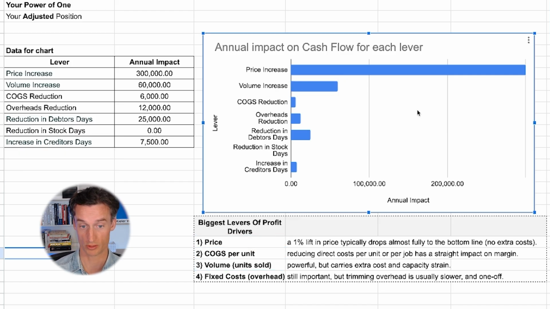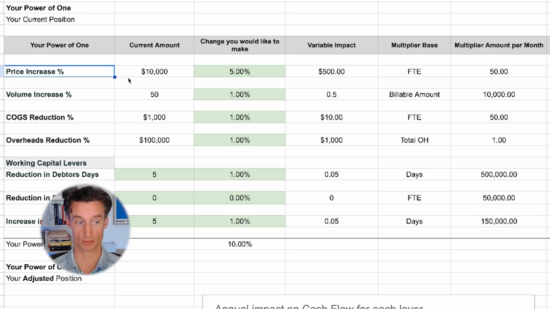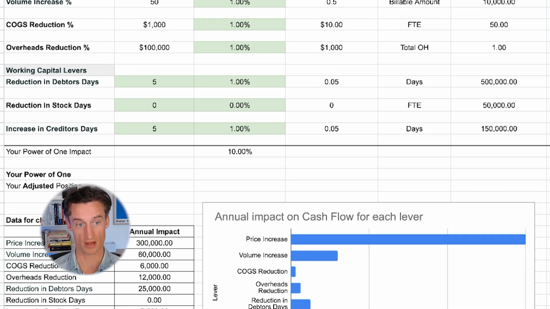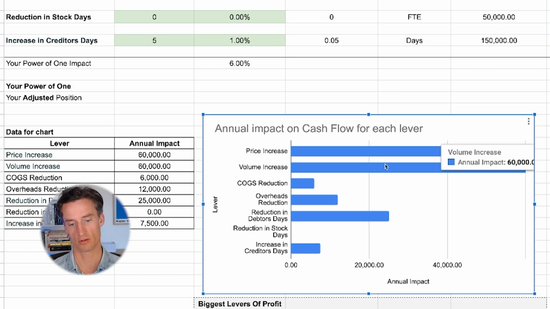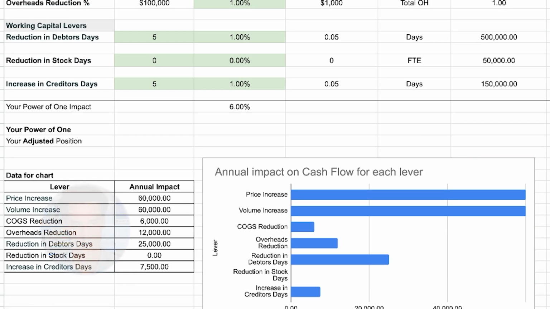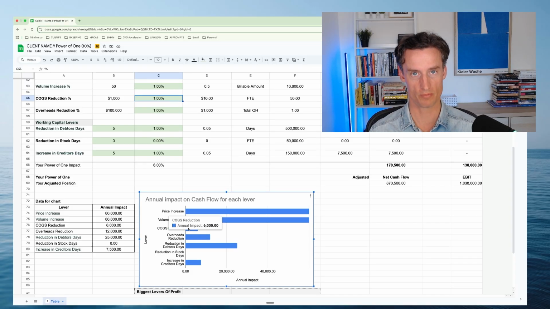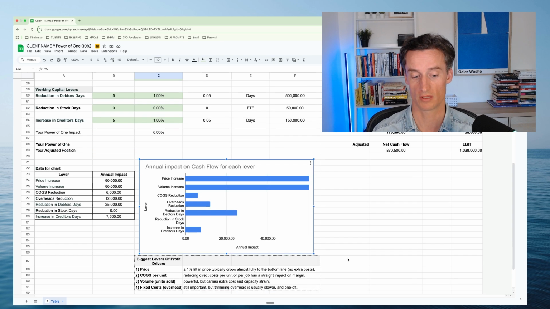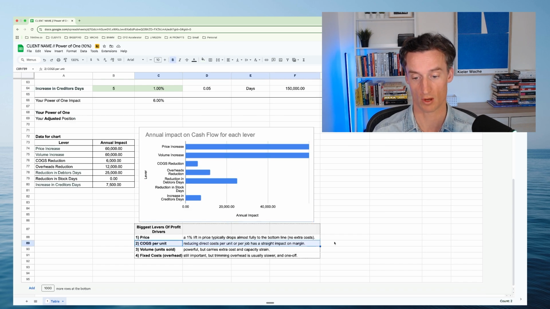And hopefully this puts into perspective just how powerful the price increase is, because that is by far the biggest lever you have. Then obviously volume is super important, but getting more efficient, I think, is the overlooked one. A 1% cost of sales reduction here doesn't truly show you how big a deal getting more efficient and delivering your retainers quicker with less staff is. That has, as I said, the second highest impact on profit.